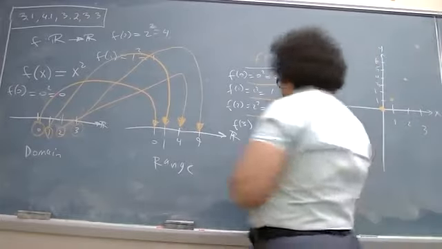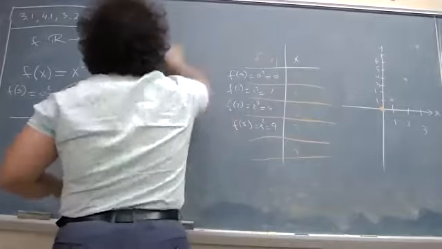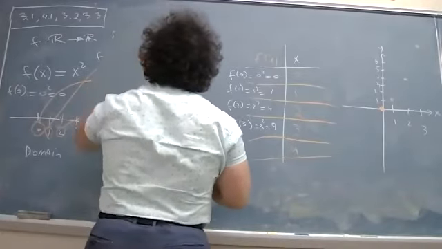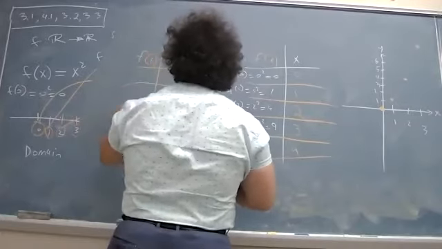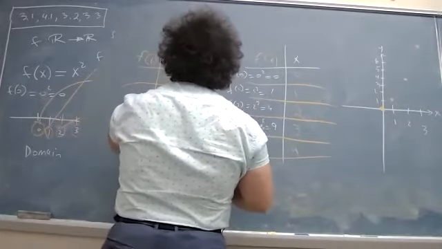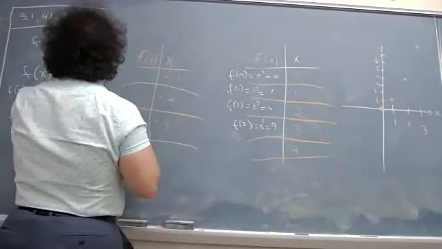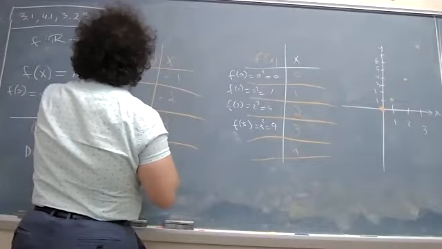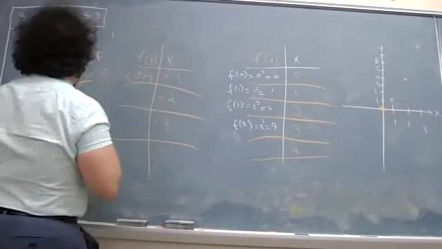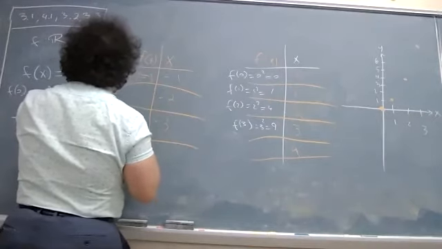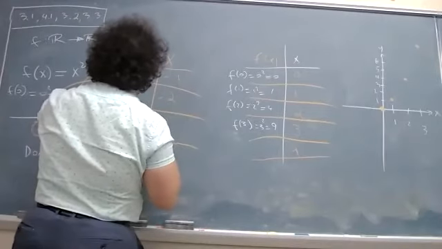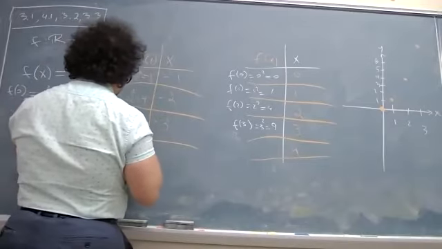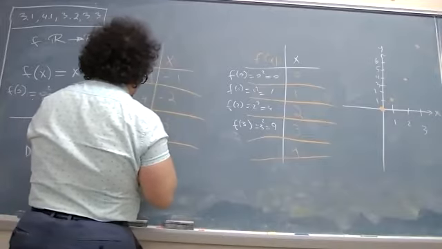What about this side? Well, let's evaluate the function for negative numbers. So let's do negative 1, negative 2, negative 3. Here we have f of negative 1 is equal to negative 1 squared, which is positive 1. We have f of negative 2, which is equal to negative 2 squared, which is positive 4. We have f of negative 3, which is equal to negative 3 squared, which is equal to 9.